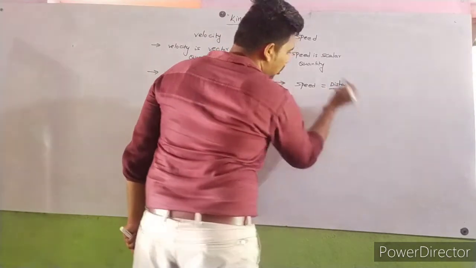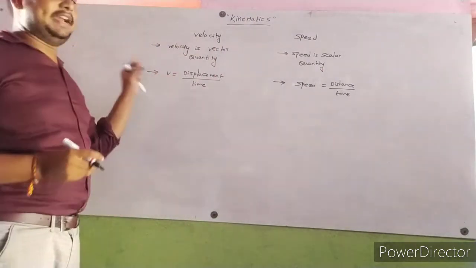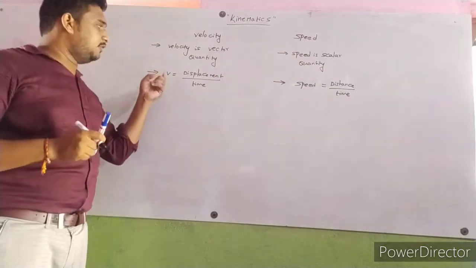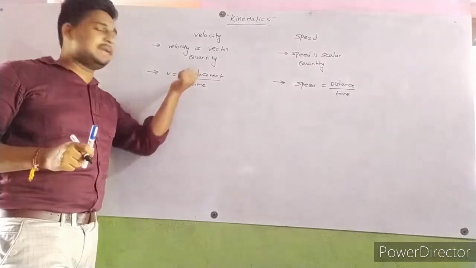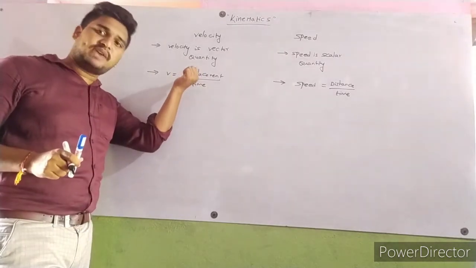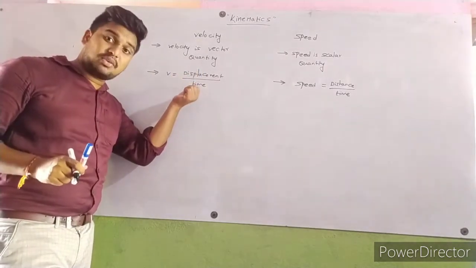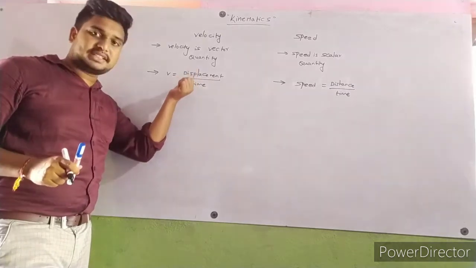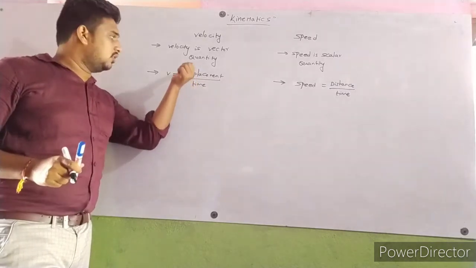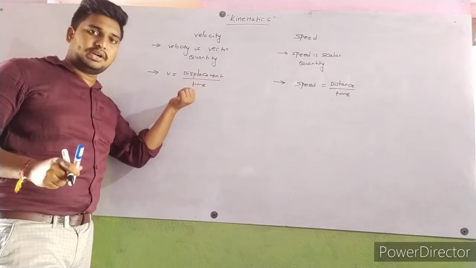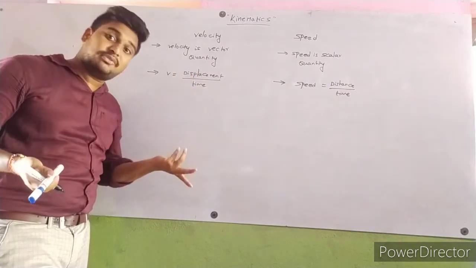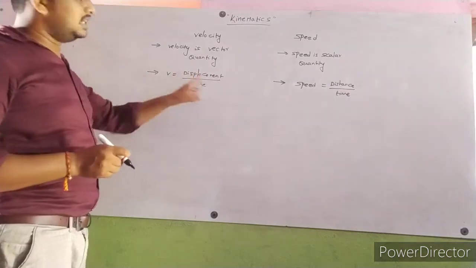So now we have a doubt. Why is velocity a vector quantity? Observe carefully. Velocity is equal to displacement by time. Displacement is a vector quantity, time is a scalar quantity. So vector quantity by scalar quantity is a vector quantity. So velocity is a vector quantity.